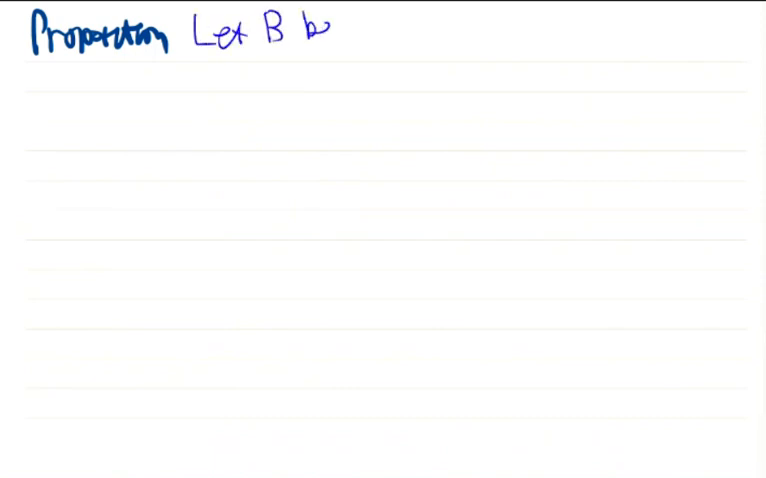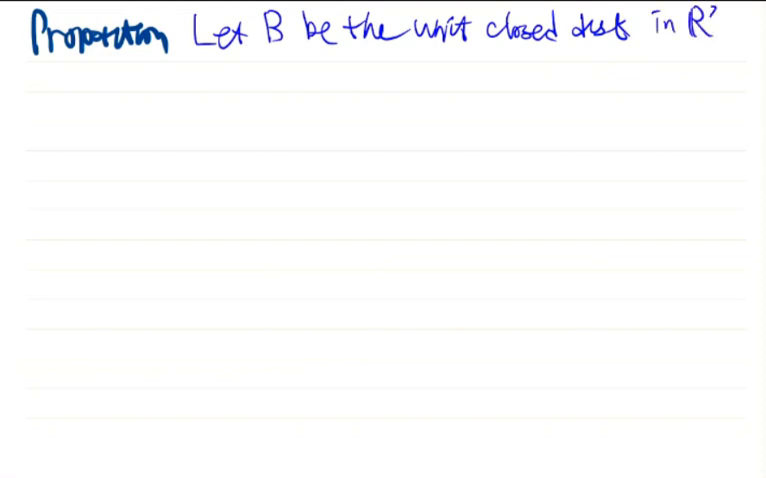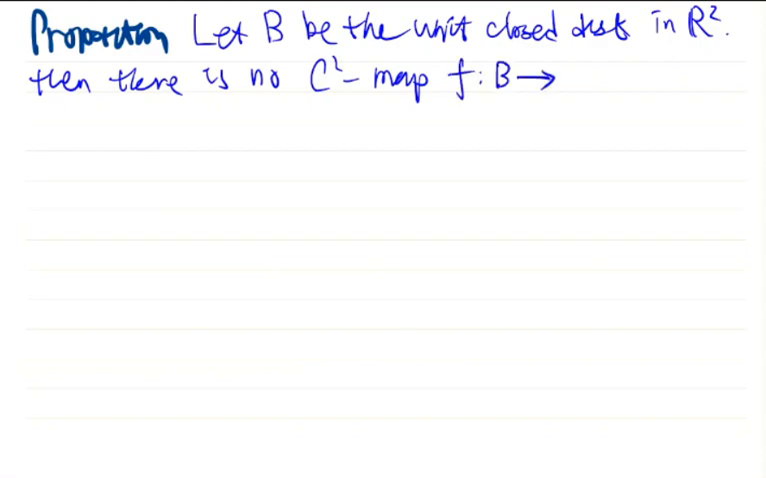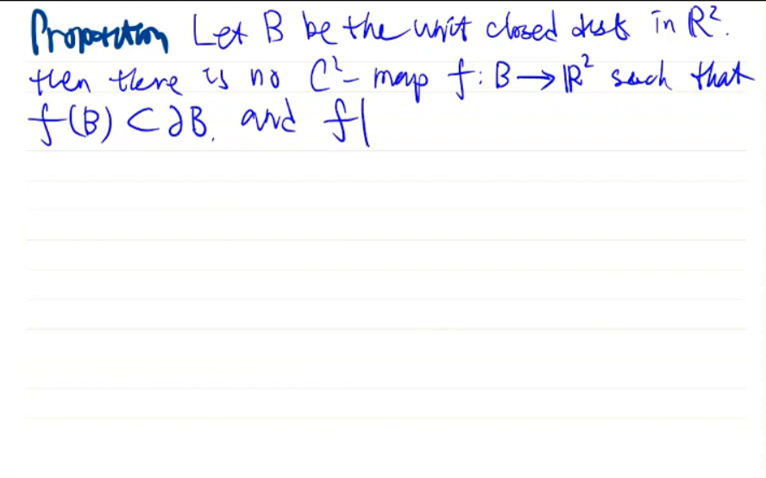Let B be the unit closed disk. That is a two-dimensional ball. Then there is no twice continuous map f from B to R2 such that the image is contained in the boundary, and the restriction to the boundary is the identity map on the boundary.